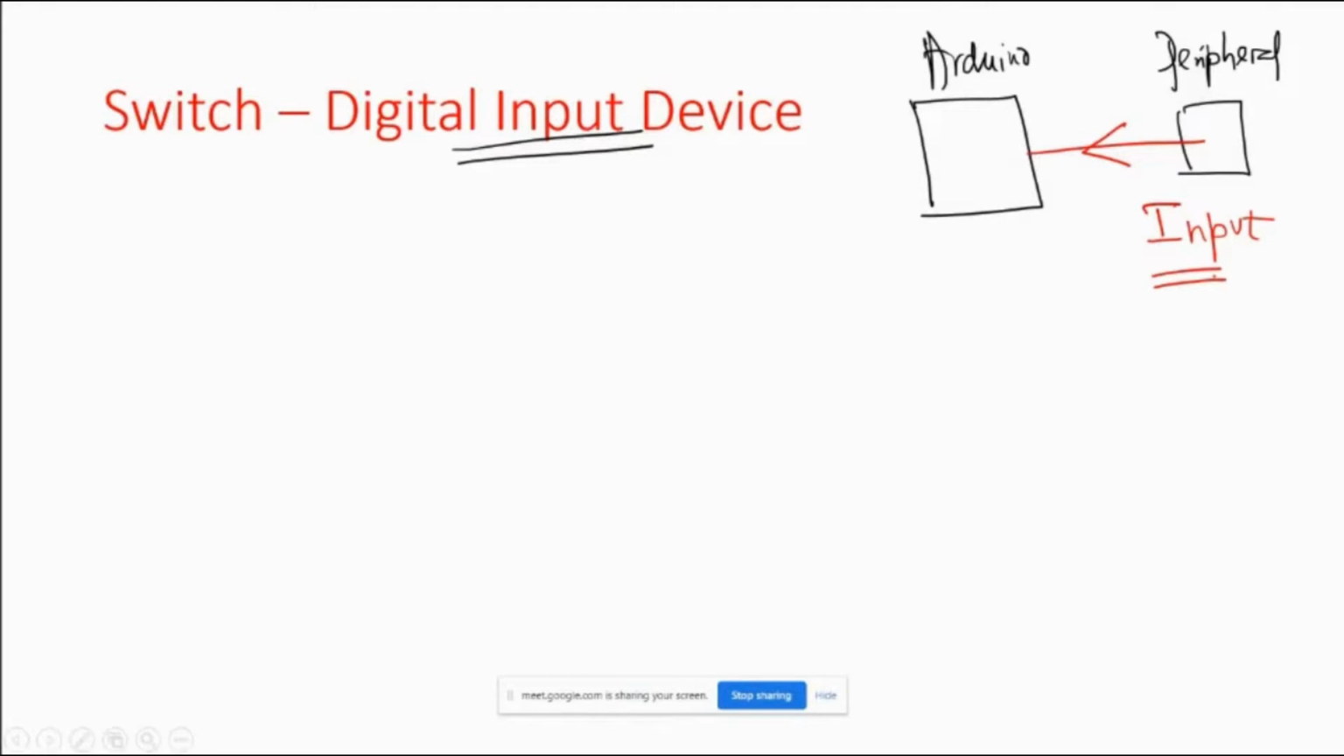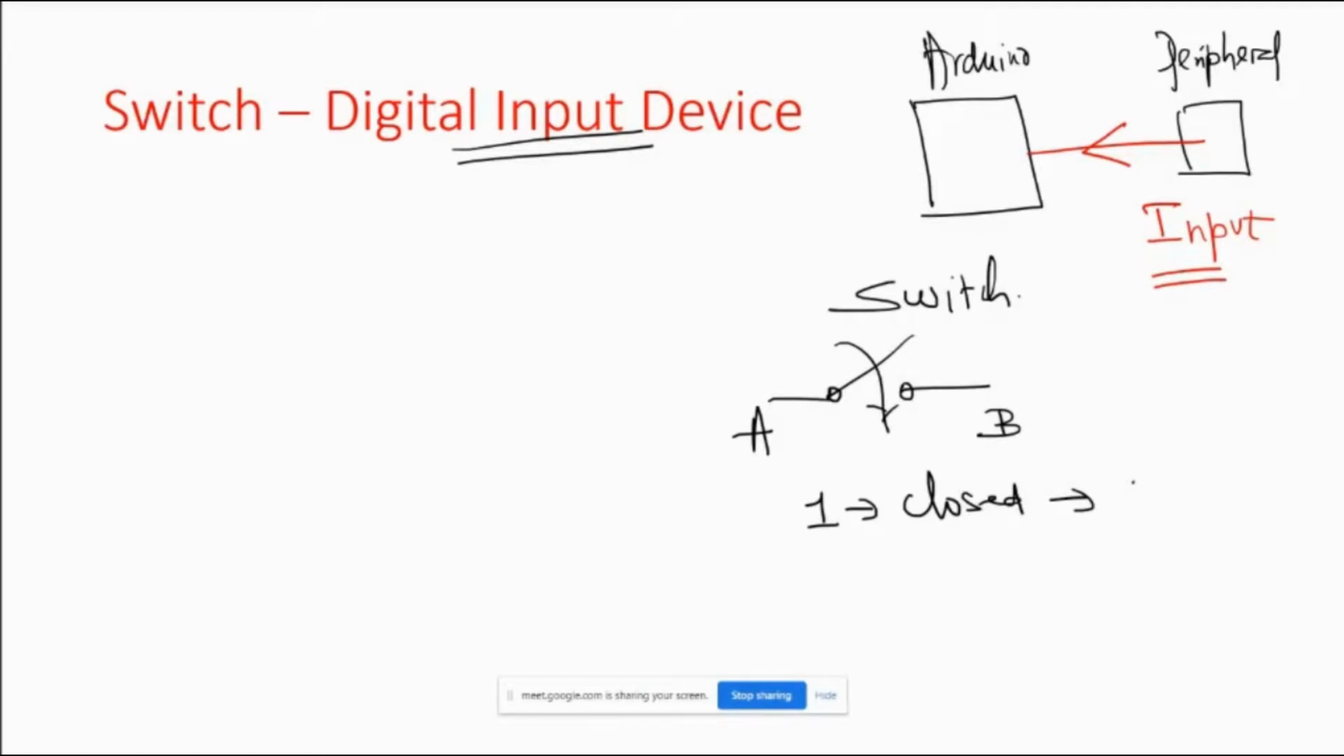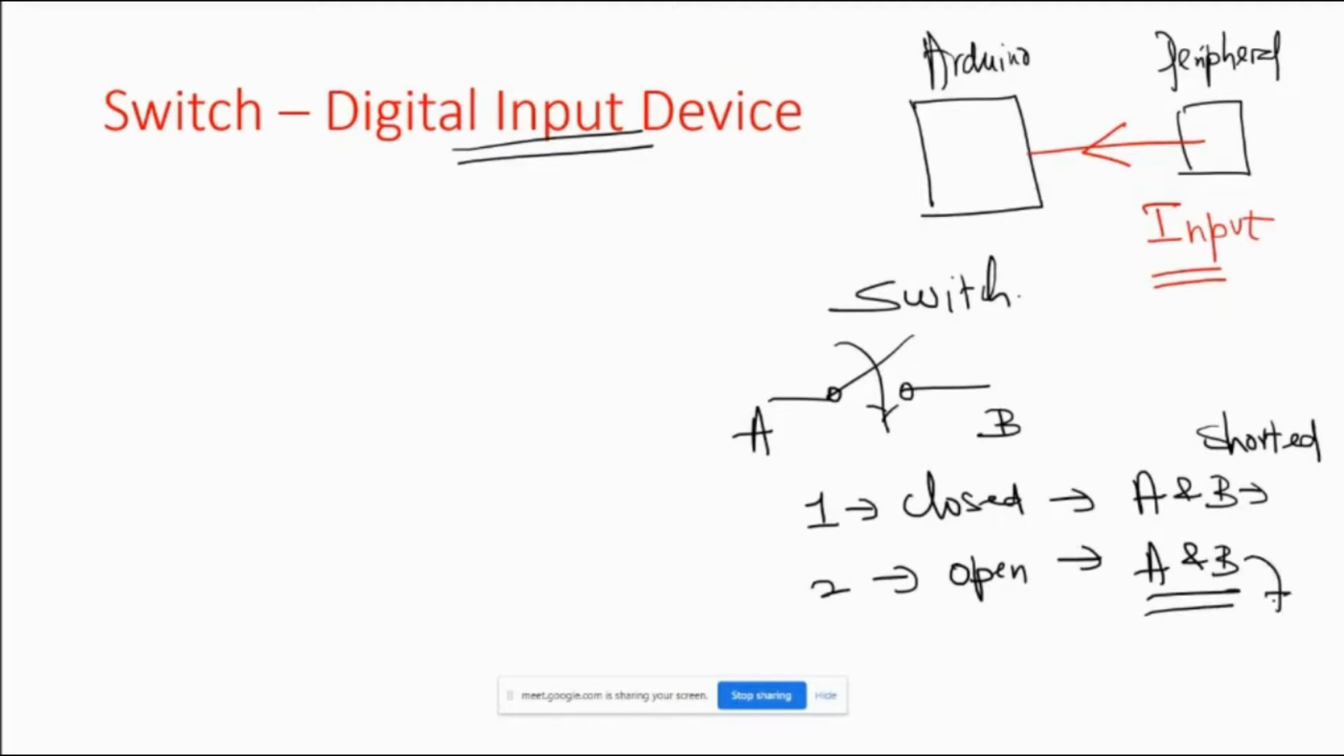Now, of all the devices which supply data to Arduino, the most important device that we use frequently in our day-to-day life is a switch. So this is point A, this is point B. When the switch is closed, there is electrical connection between point A and point B. Technically, we say that point A and point B are shorted. In the second scenario, when the switch is in open state, point A and point B are electrically separated. So there is no current flow between point A and point B. So this is how a basic switch works.